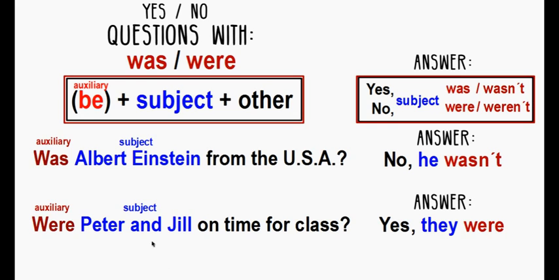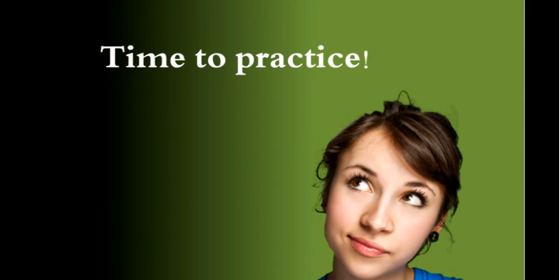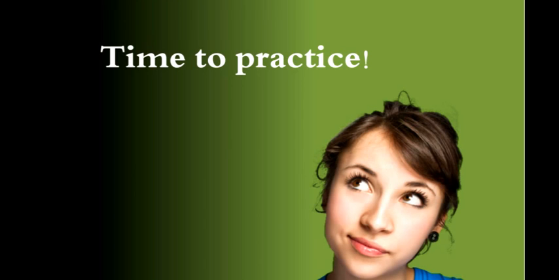So remember, guys, in the question for the past tense with was and were, we start with the auxiliary was or were, and then we use the subject. Now it's time to practice.